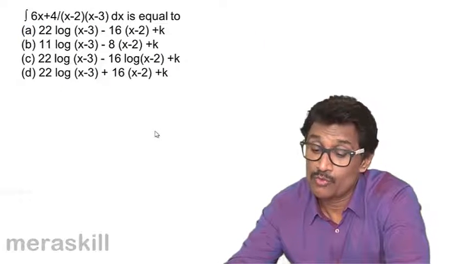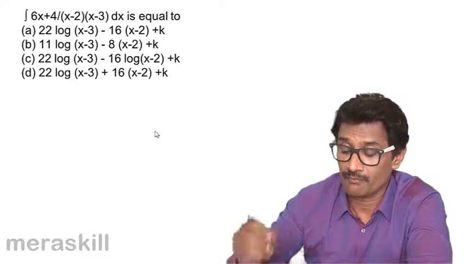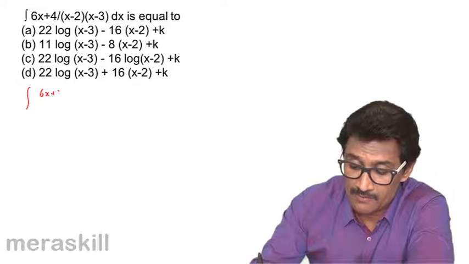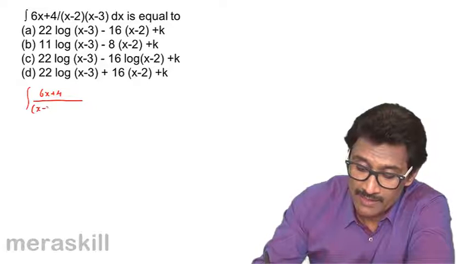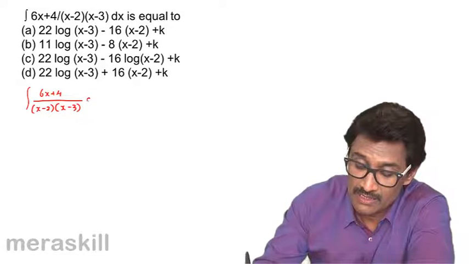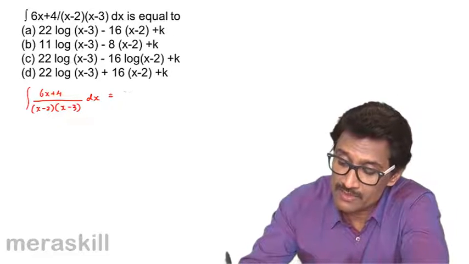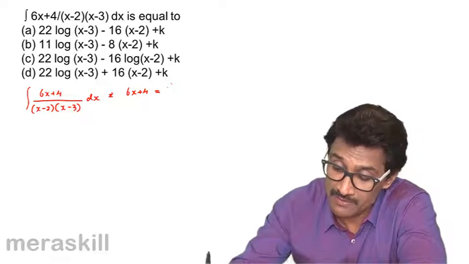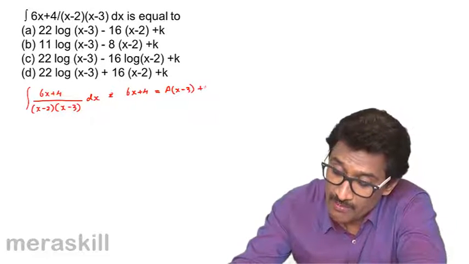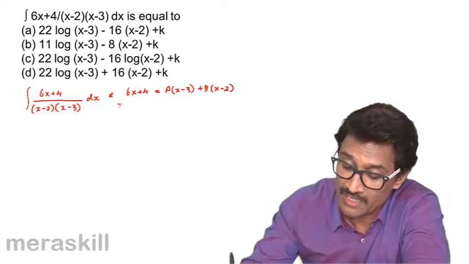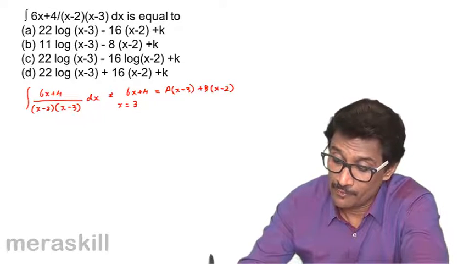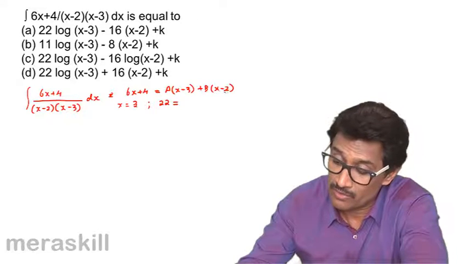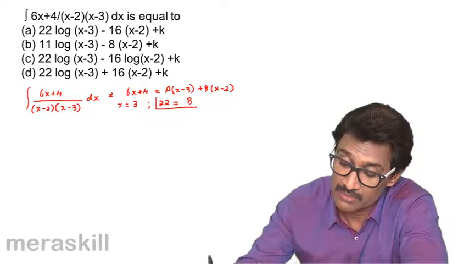Furthermore, we have 6x plus 4. We have the integral of (6x plus 4) upon (x minus 2)(x minus 3) dx. So 6x plus 4 is going to be A upon x minus 2 plus B upon x minus 3, hence A into (x minus 3) plus B into (x minus 2). As usual, take x as 3. If you take x as 3, you get 6 threes are 18 plus 4, 22, and 3 minus 3 is 0.